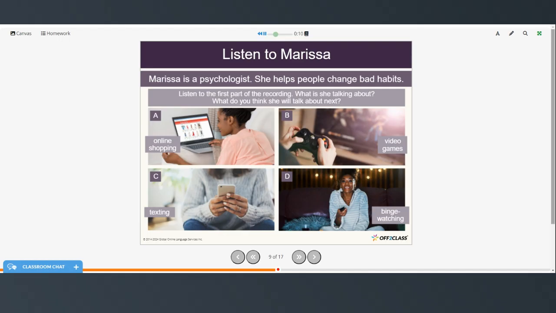How many hours a day do you spend looking at a computer, a phone, or a TV? These days, many of us find it difficult to control our screen time.